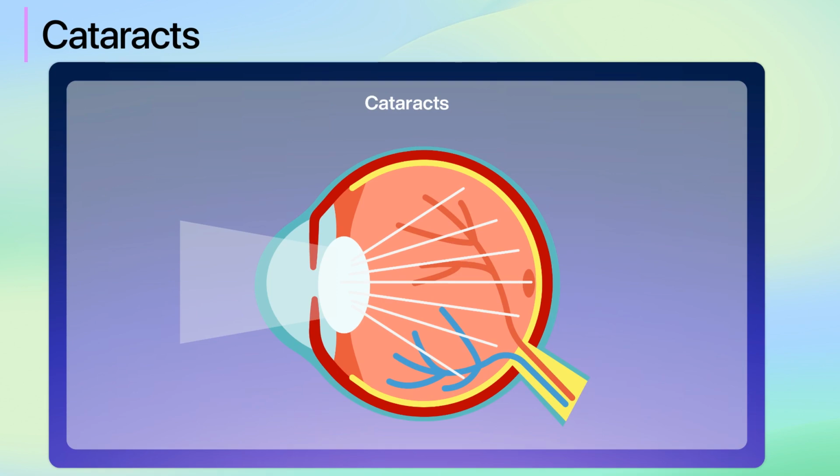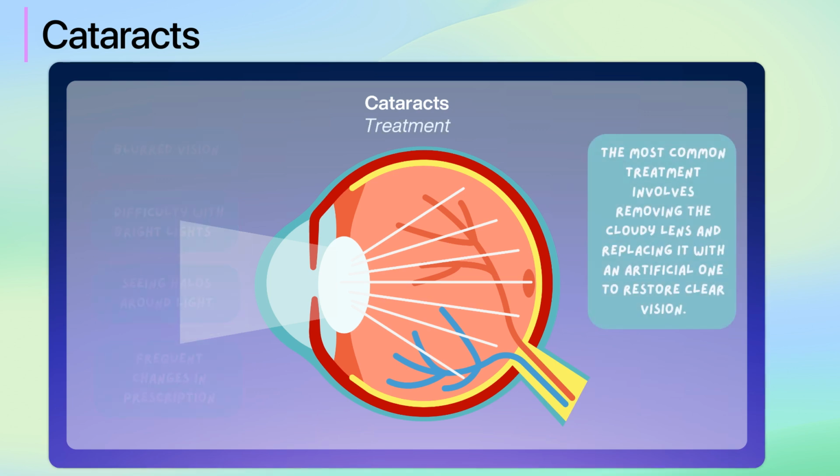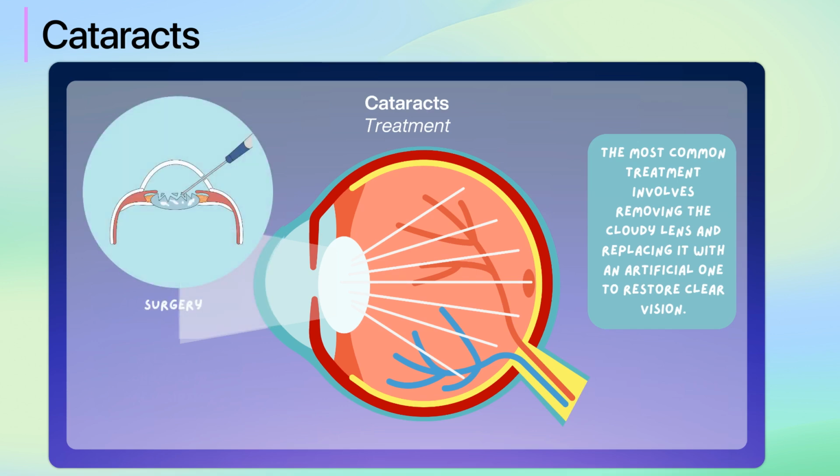Cataracts are characterized by the clouding of the lens, which affects vision clarity. Cataracts can develop from birth or over time due to aging or injury. Symptoms include blurred vision, difficulty with bright lights, seeing halos around lights, and frequent changes in prescription glasses or contact lenses. The most common treatment involves removing the cloudy lens and replacing it with an artificial one to restore clear vision.